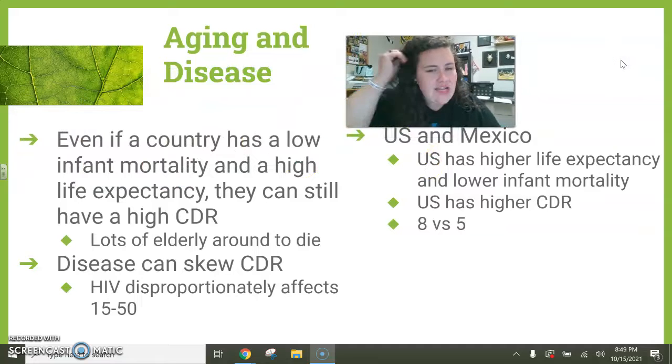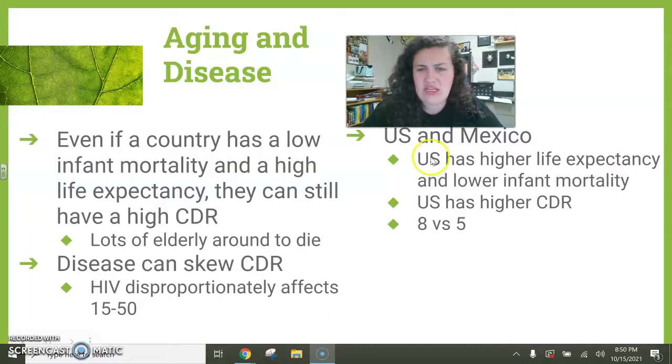So, weirdly enough, even if a country has a really low infant mortality rate and a really high life expectancy, they can still have a pretty high crude death rate, which means it's just because there's a lot of old people around that are able to die. So diseases can also skew your crude death rate pretty wildly. So we have weird anomalies where HIV disproportionately affects people in the middle age. So middle age has a weirdly high death rate as we move from the 80s and 90s, whenever HIV was a big thing. So that age group has a weird death rate because of that.